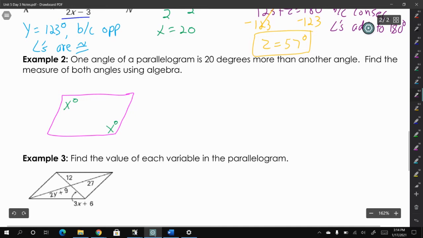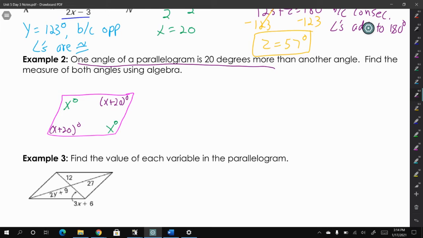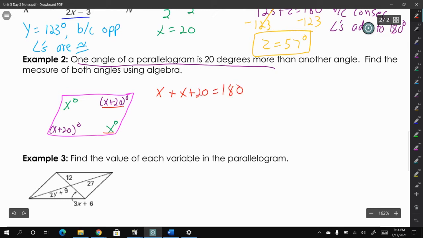The problem then says that one angle is 20 degrees more than the other. So that means these two angles have to be x plus 20, because that is 20 degrees more than the angle x. So we know that these two angles are consecutive angles. So x plus x plus 20 equals 180. And that's because consecutive angles add to 180. So let's combine our like terms.